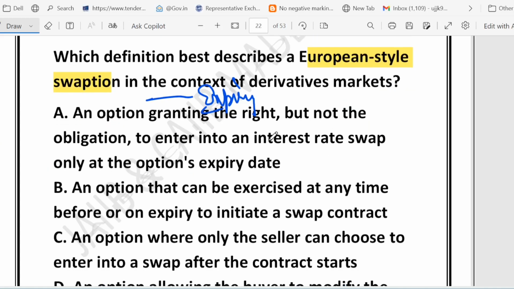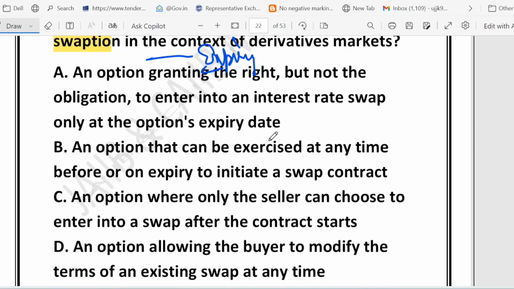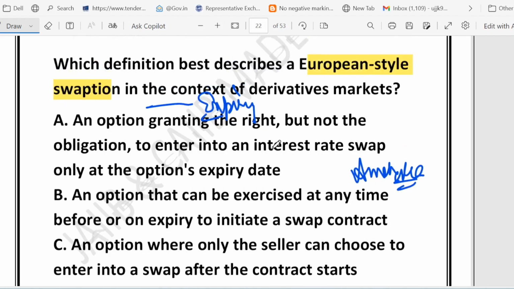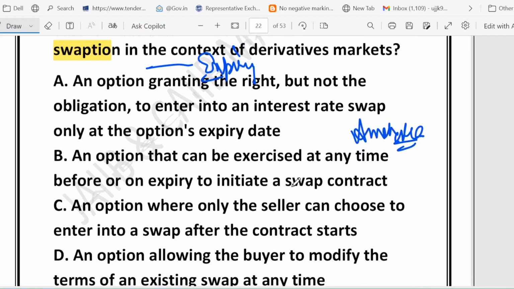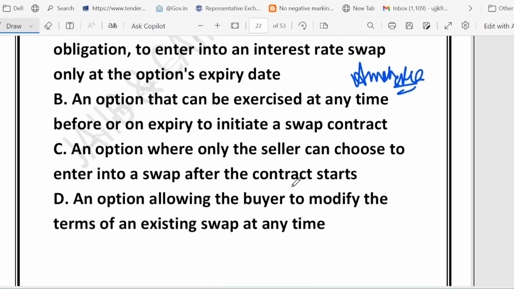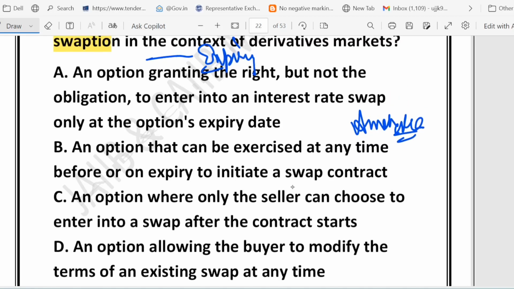Let's look at first option number B. It says that an option can be exercised at any time before or on expiry. That actually describes the American style option, right? This is about the American style swaption, not the one in the question. So yes, this type exists. It gives you more flexibility, but the question clearly says only at expiry, which means European style. Hence B is wrong here.